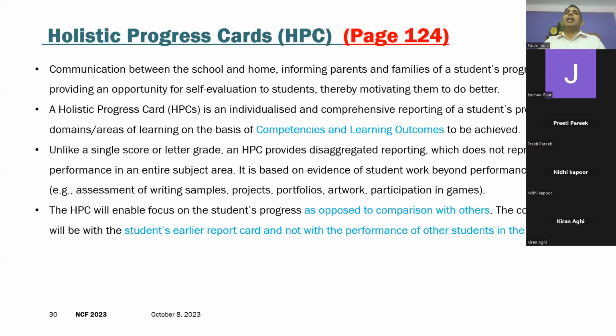If you go to this slide, which is the holistic progress card, HPC, many schools, all the private schools, are already doing this. Only two things they are talking about: competencies to be written, what competency level has been achieved, and the comparing of the child. Generally I have seen in many schools a column called highest in the class, where we compare the child with other children. They are saying no, this should not be done. As opposed to comparing with others, you have to compare the child with the child itself. If you are writing the mathematics marks of a class 8 child, write the mathematics marks of class 7 in the same report card so that you can compare the child with the same child, not with other children.